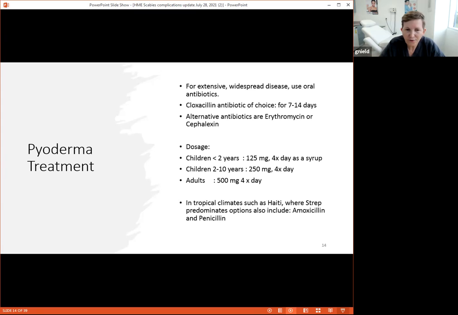And the dosage for children under 2, it's 125 milligrams, 4 times a day as a syrup. Children 2 to 10, 250 milligrams, 4 times a day, and adults 500 milligrams, 4 times a day.